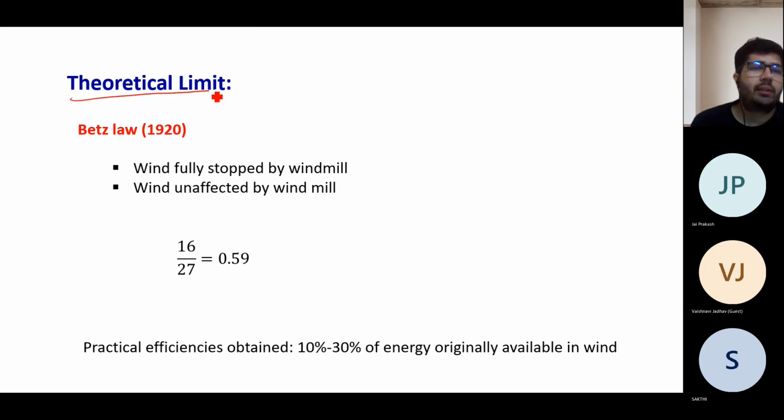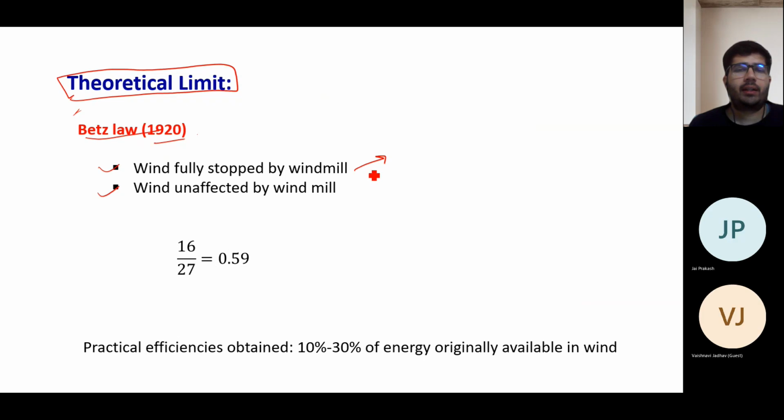Now there is a theoretical limit on how much energy we can tap from the wind. There is Betz's law, given in 1920 based on two assumptions. The first is wind fully stopped by the windmill, and the second is wind unaffected by the windmill. In the first, the windmill gets all the power of the wind and after that the wind has zero velocity. In the second, the wind is unaffected, so there is no power from the windmill.